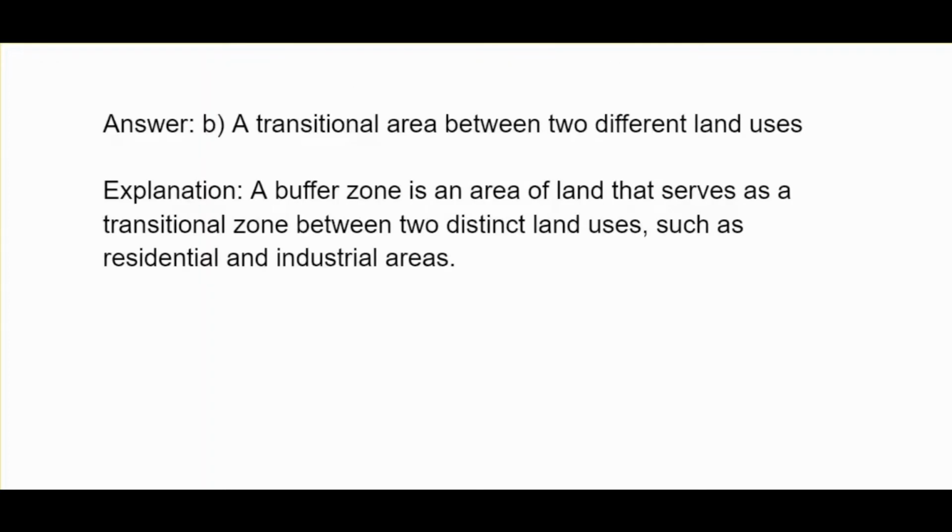B, a transitional area between two different land uses. A buffer zone is an area of land that serves as a transitional zone between two distinct land uses, such as residential and industrial areas.